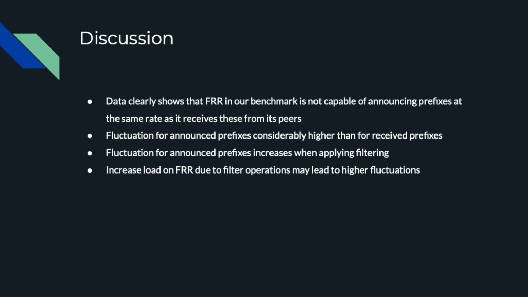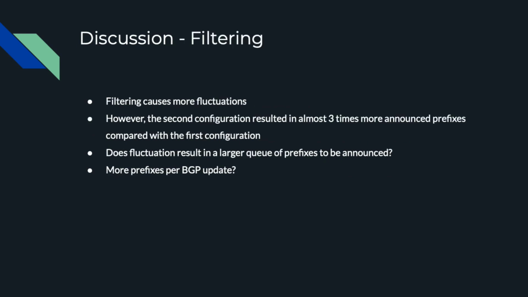However, as for the two other filter configurations that do apply filtering of prefixes, the CPU utilization increases to around 150%, meaning that filtering prefixes is more computationally heavy for FRRouting to perform compared with not filtering prefixes. As discussed in the previous slide, the rate of fluctuation for announced prefixes increases when the root server is configured to apply filtering of prefixes.